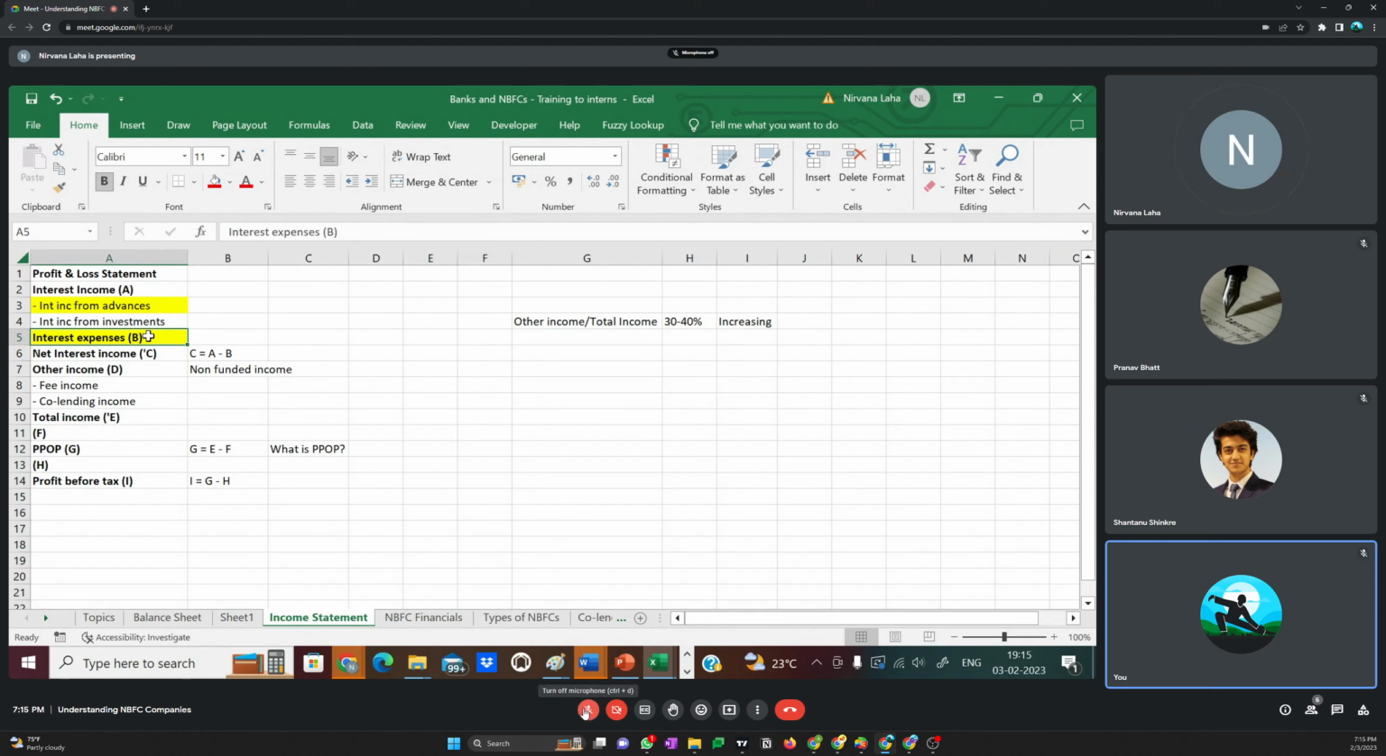Guys, if you have any questions, please feel free to ask. It need not be related to these equations. You can ask anything, just like Gaurav is asking.